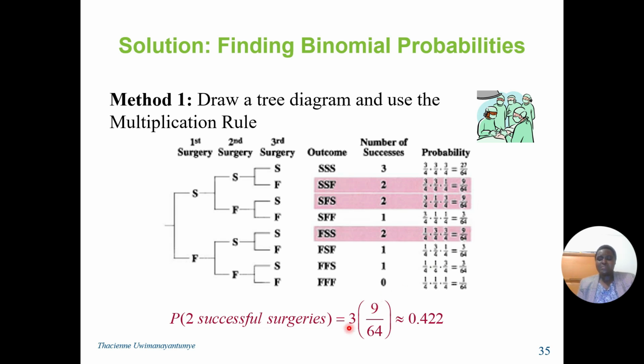So when we add them together, we get 0.422. I have here 9 over 64, 9 over 64, and 9 over 64, and I'm multiplying by 3. Or you can take 9 over 64 plus 9 over 64 and plus 9 over 64. So I don't want to confuse you. Along a path we have multiplication, but across the paths we have to add them together. If we use the multiplication rule, it has to be done this way.